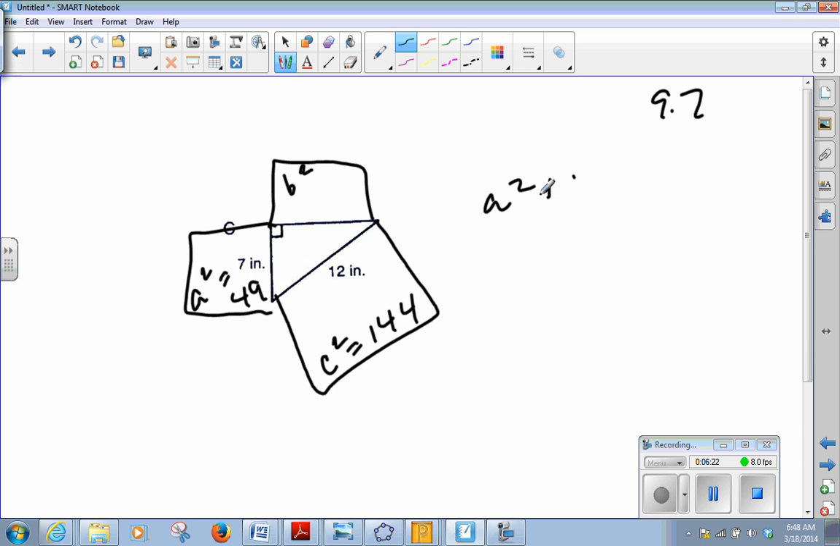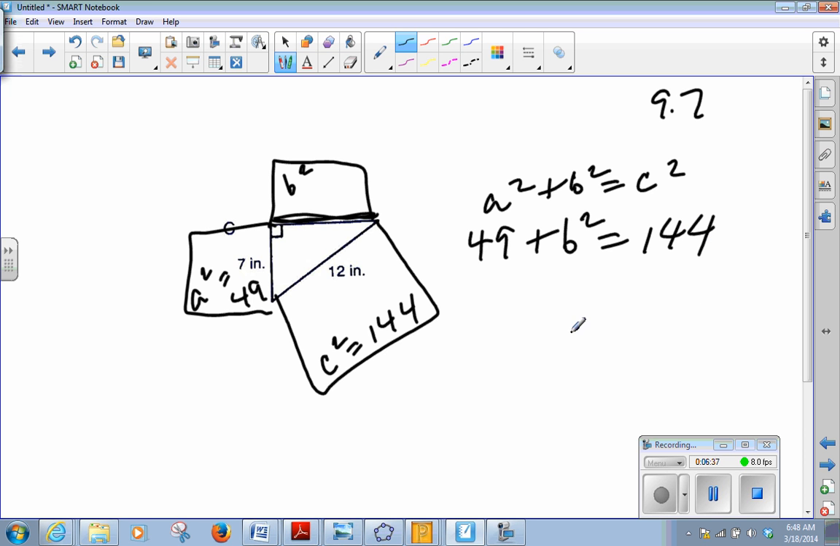So because A squared plus B squared equals C squared, A squared is 49. I don't know what B squared is yet, because I can't know what B squared is if I don't know what this side is. And C squared is 144. Just like the first example, now I'm going to have to subtract to figure out what B squared is, because 49 plus something gives me 144. So in order to figure out what that missing number is, I'm just going to subtract 49 from both sides. So B squared is equal to 95.